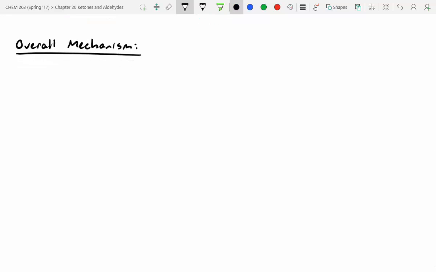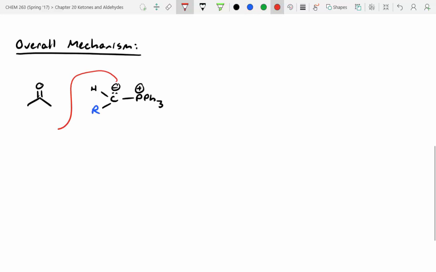Okay, so we've got our ketone. I'm just going to use acetone for simplicity's sake. And we've got our ylide down here. I'm just going to abbreviate everything, save space and time. And we've got this R group coming off right here. What do you think intuitively the first step's going to be? Attack the carbonyl. Yeah, attack the carbon on the carbonyl and kick up electrons. That's a super strong nucleophile. It looks like a Grignard reagent. It's got a carbon with a negative charge.